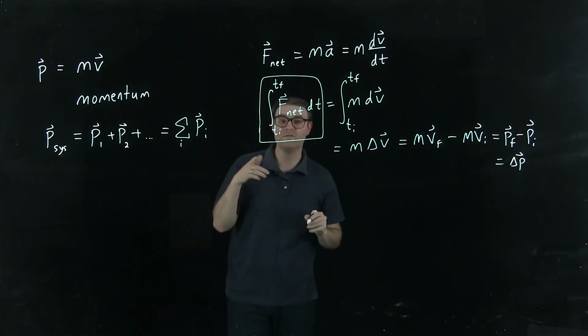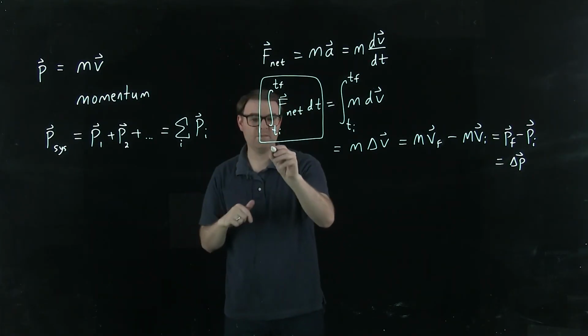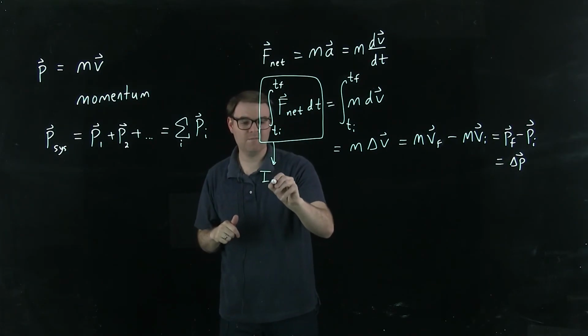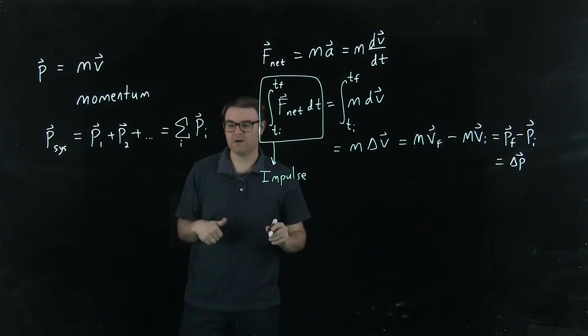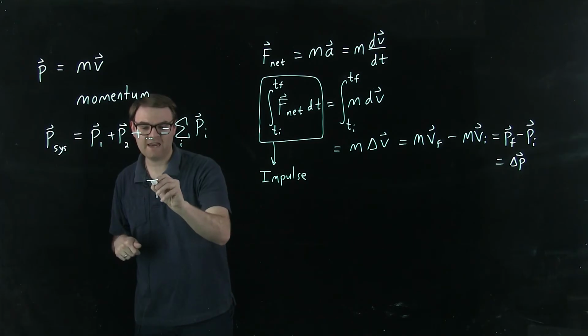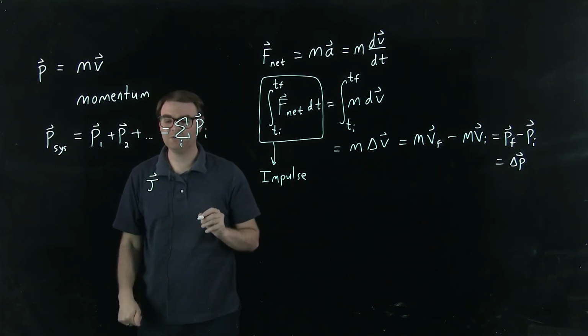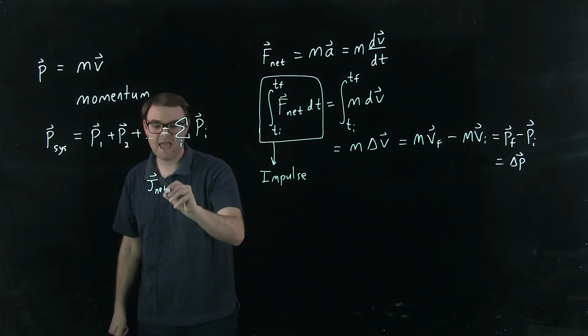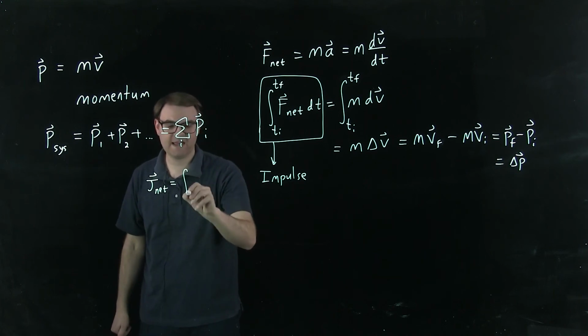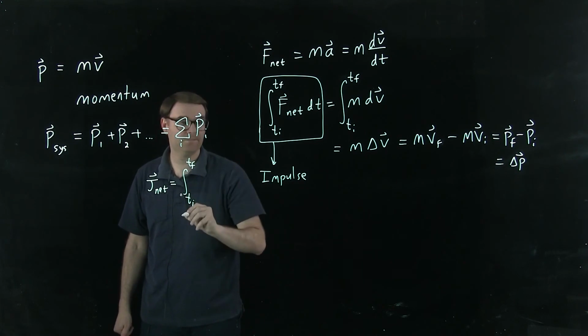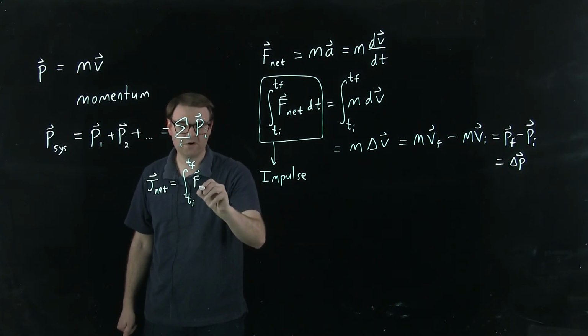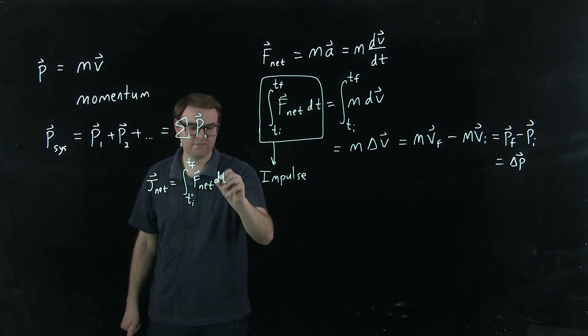And so we're going to give this quantity a new name. We're going to call it the impulse. And in particular, we're going to think about net impulse, which we'll use capital J for impulse. Net impulse as being defined as the integral from some initial to some final time of the net force acting on my system with respect to time.